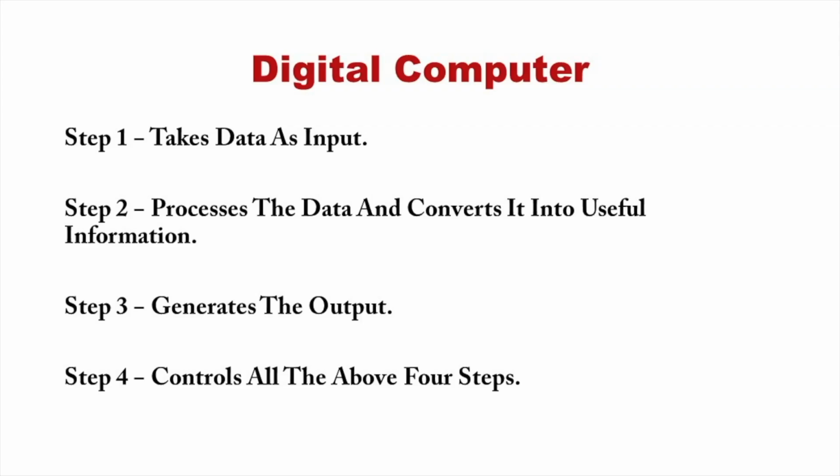The digital computer carries out 5 functions: it takes data as input, processes data and converts it to useful information, generates output, and controls all the above 4 steps. What is not shown here is that a computer stores the input and the output in the memory, or a working memory to be more precise.